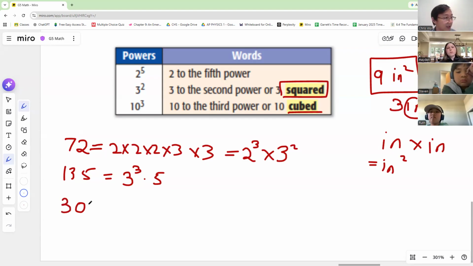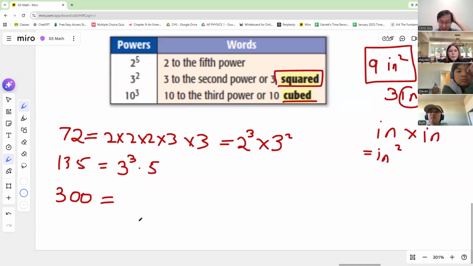And let's see if we have 300. Okay, let's see if we can rewrite that one in terms of powers of numbers. Okay, let's give it a try.